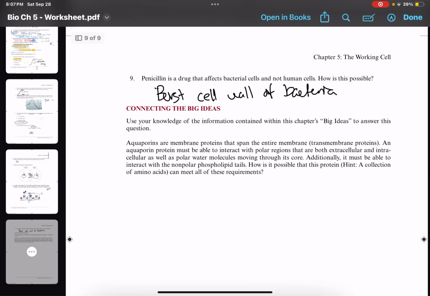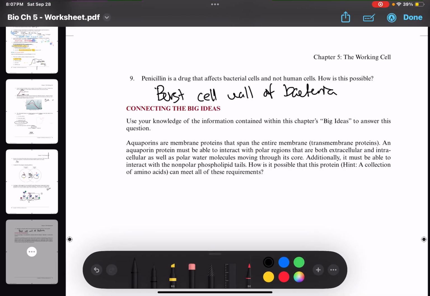Okay, this says here, aquaporins are membrane proteins that span the entire membrane, transmembrane proteins. An aquaporin protein must be able to interact with the polar regions that are both externally and internally, as well as the polar molecules that move through. Additionally, it must be able to interact with non-polar. How is it possible that this protein can meet all these requirements? Okay, this is a complex answer, but I think we can answer it beautifully.